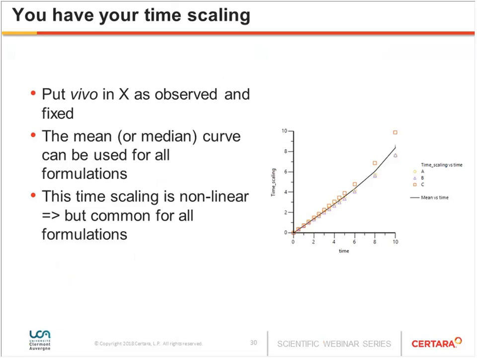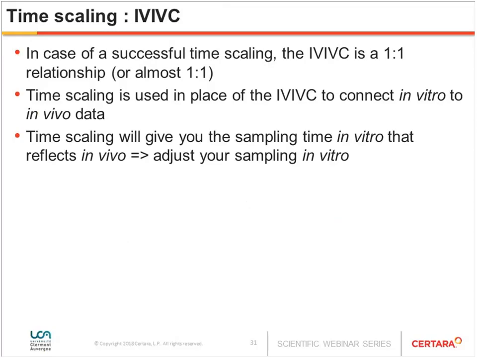When I have my time scaling, I plot the time in vivo on the x-axis versus the time in vitro on the y-axis. I put all my formulations and see the shape of the common time scaling. You can see that I have two slopes: a first slope up to 8 hours in vivo and around 6 hours in vitro, and then a second slope. But it is common for all the formulations, which means I can use it.